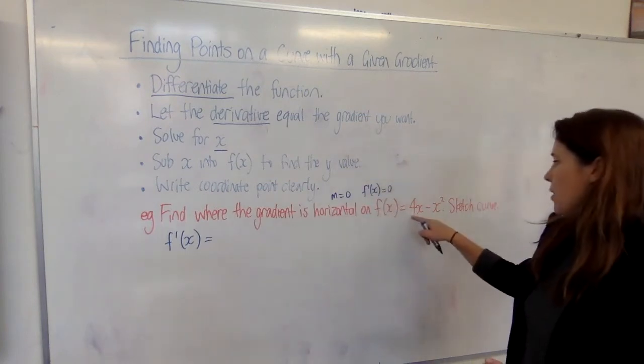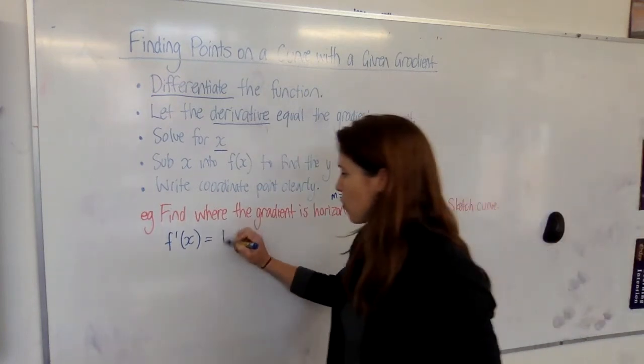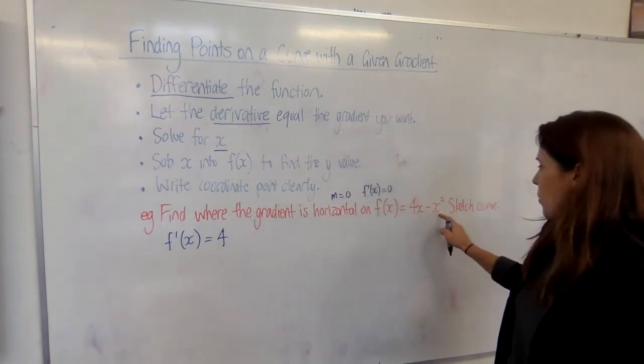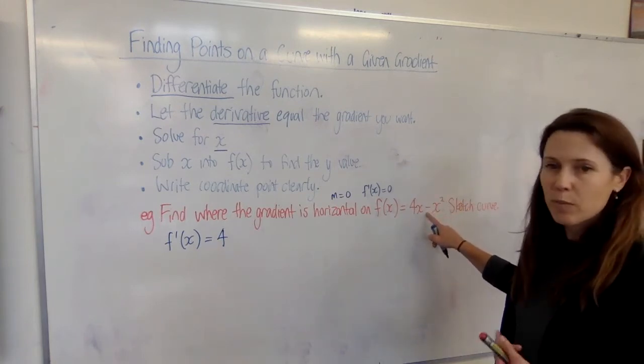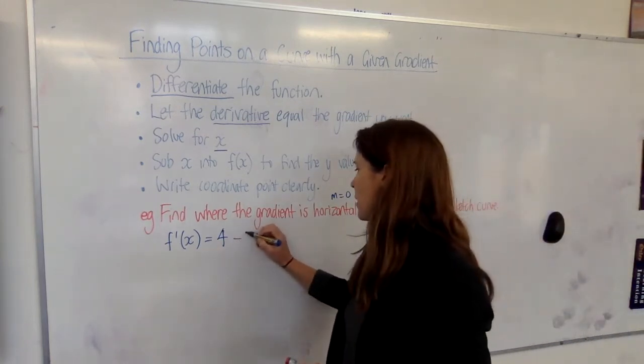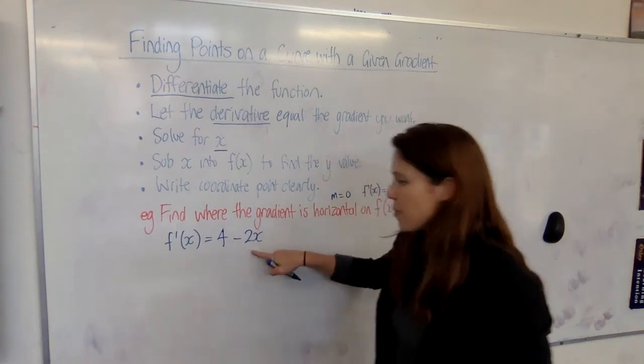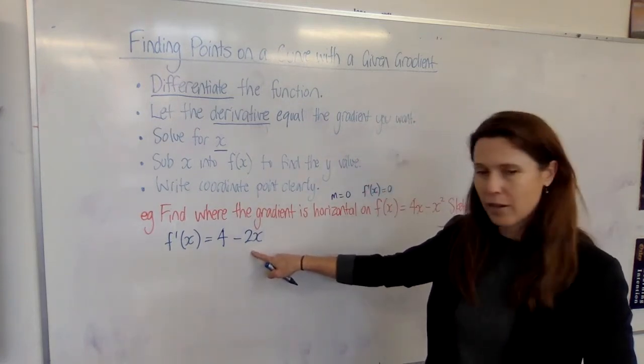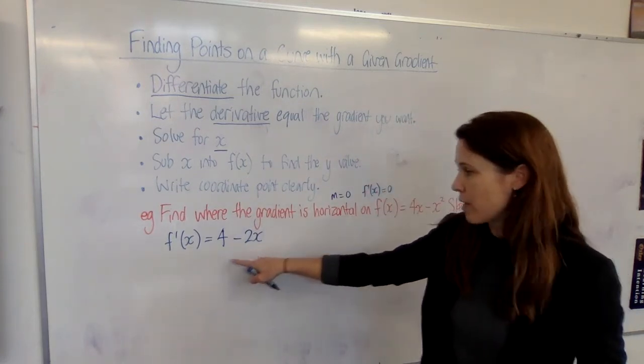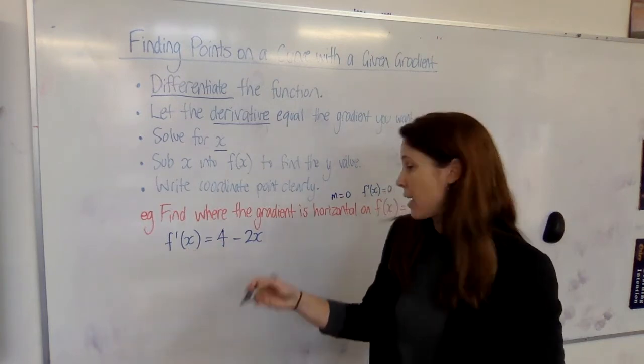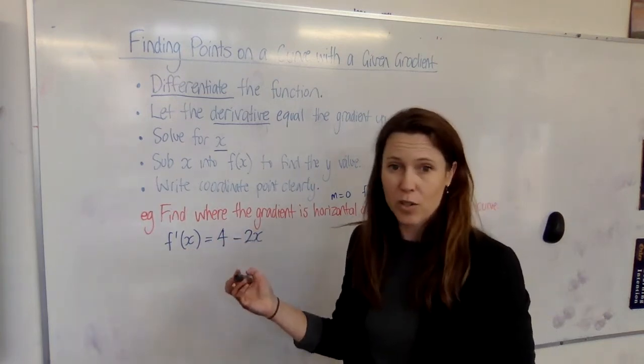So I differentiate this. 4x differentiates to 4. Minus x squared, I bring the 2 down the front, multiply it by minus 1, and I have minus 2x. So this is my gradient function. It will tell me what the gradient is at any point that I want to investigate, or I can find where the gradient is a certain thing.